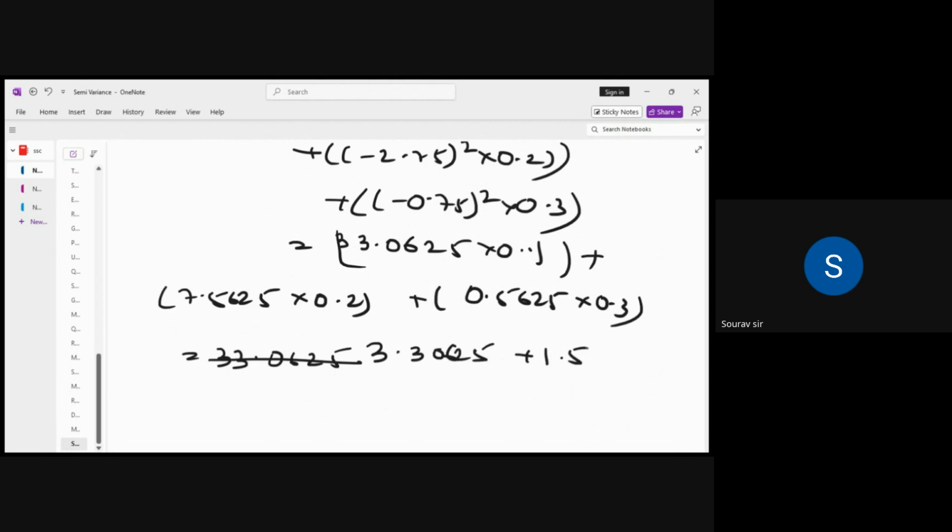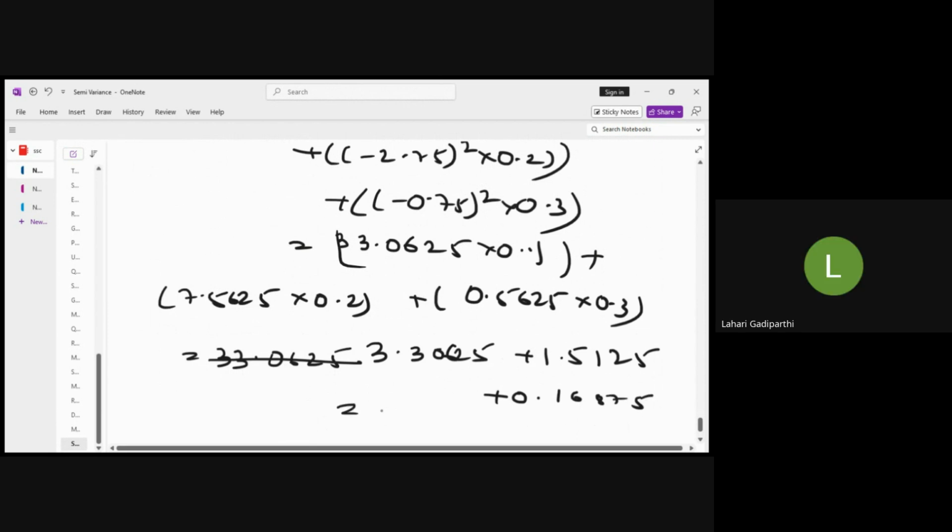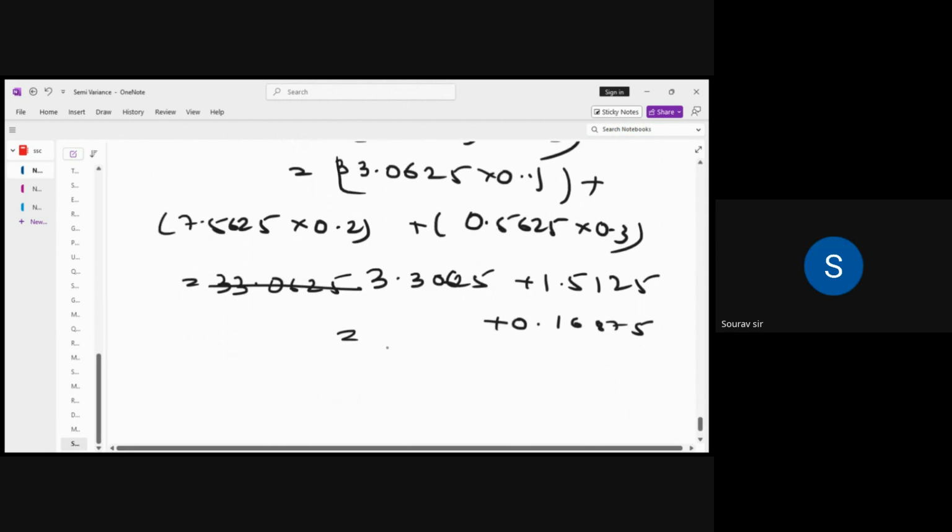3.30625 plus 1.5125 plus 0.16875. So if we add it, what is it coming? 4.9875. So it comes to 4.99. So the mean and the semi-variance is done. Okay. Now there is another question.